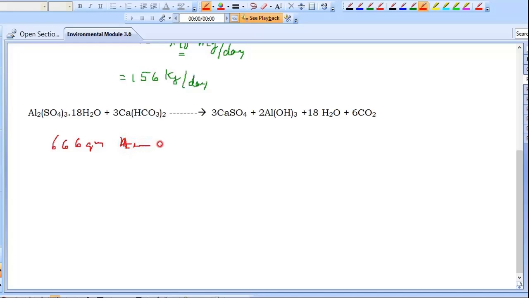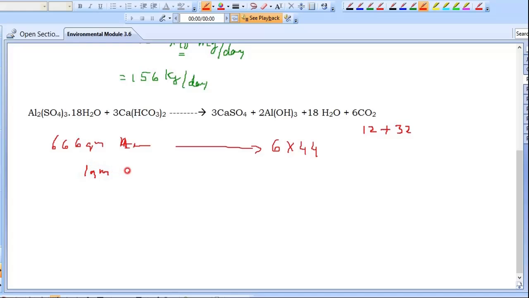Then it produces 6 moles of carbon dioxide, where 1 mole of carbon dioxide is 44. See here, 666 gram of alum produces 6 moles of carbon dioxide. Carbon dioxide is 44 because carbon is 12 and oxygen is 16, 16 into 2 is 32, 32 plus 12 is 44. Now you got this much, but we will make it into 1 gram.